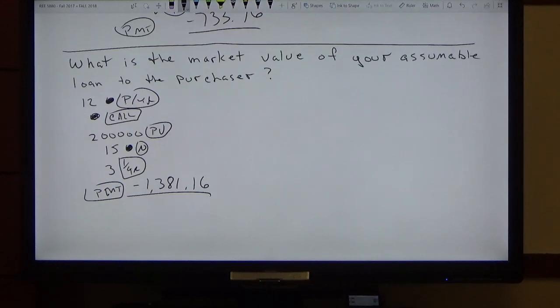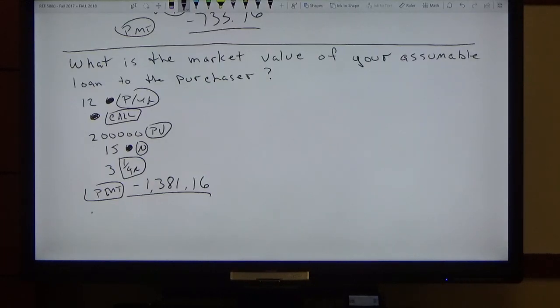Now we're going to take a little bit of a different tack here. During that 15 years, when do we want to sell the property? 10 years. Okay, after 10 years. So that means 5 years are going to be remaining on the loan. So what we need to do is find what the balance of the loan is going to be after 10 years.